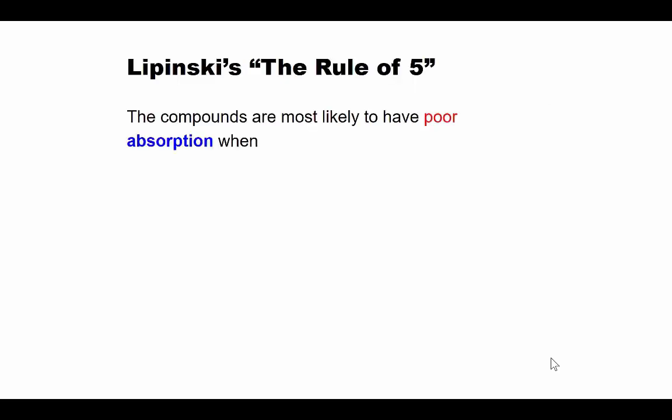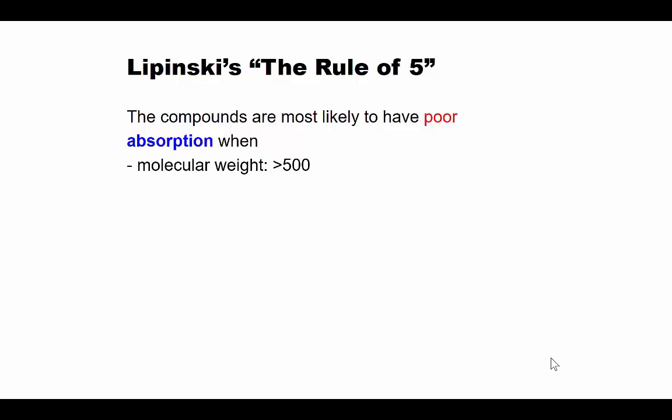And there was one medicinal chemist named Lipinski. He compared thousands of commercial drugs and tried to extract the important physical properties of those molecules which can determine their absorption, whether poor or good. And he found some rules. We call them the Lipinski rule, or the rule of 5, because many 5s are used there. Let's see what kind of rule he found.